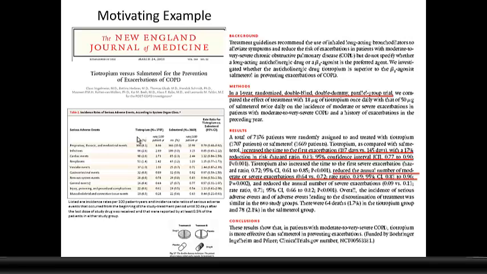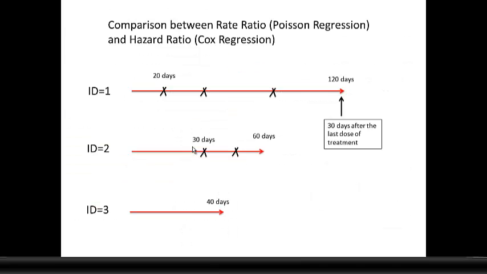And this is a table where they compared two groups on serious adverse events. So they used rate per patient-year, okay? And then they used Poisson regression to compute rate ratios. So let's talk about the difference between the rate ratio, where you'd use Poisson regression, and the hazard ratio, where you'd use Cox regression.